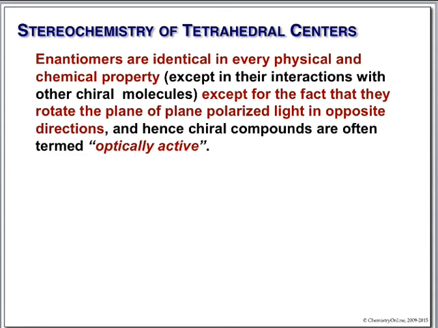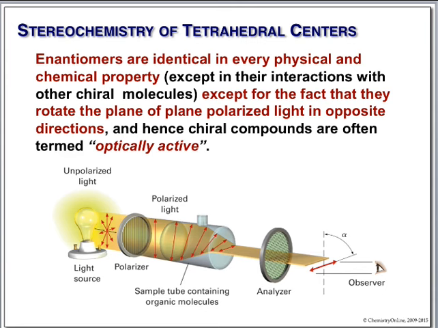But this is what an old-fashioned polarimeter looked like. You have a light source. As the light comes out, it is not polarized, of course. It's oriented every which way. You take this and you run it through a polarizer. The polarizer only allows one orientation, one plane, to go through. You then run this through your sample. The sample is in this little vial here. As it does, it will rotate the plane of polarized light.